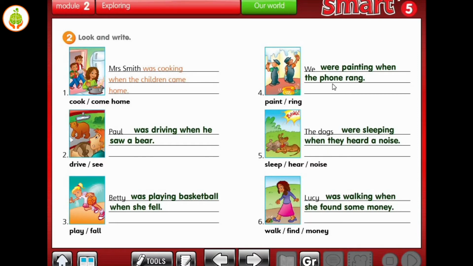Okay, so remember, first we use past progressive, and then for the short actions, we use what? We use a past simple.